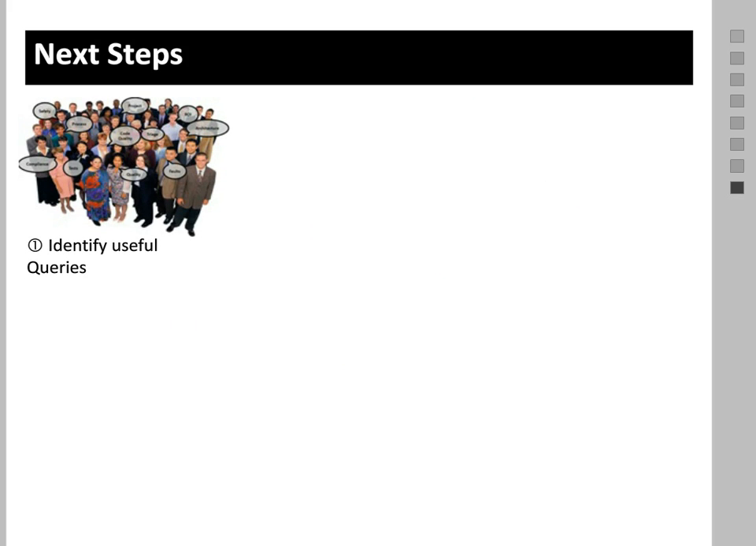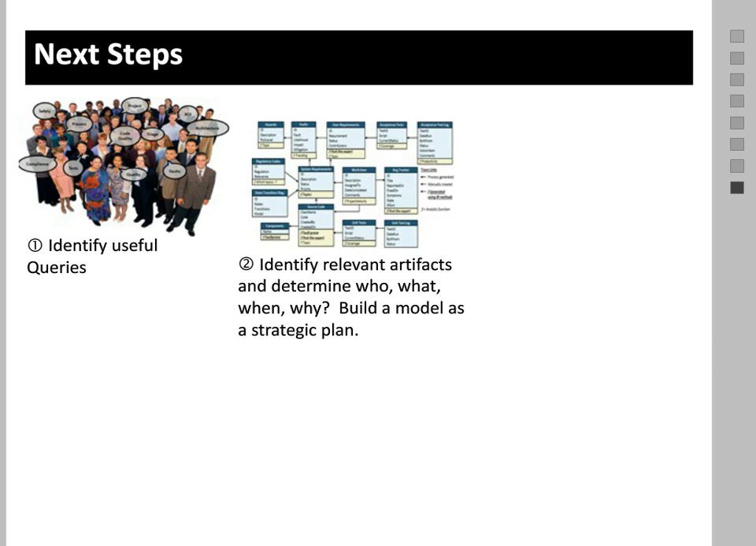So what are the next steps? What I hope you're going to take away from this webinar is, if you want to support project intelligence in your project, the first place to start is to think carefully about the queries that you would like to be able to answer. Next step is to identify the relevant artifacts. Map those queries onto this traceability information model and make the determinations about who, what, when, why, etc. And then build this model as a strategic plan.